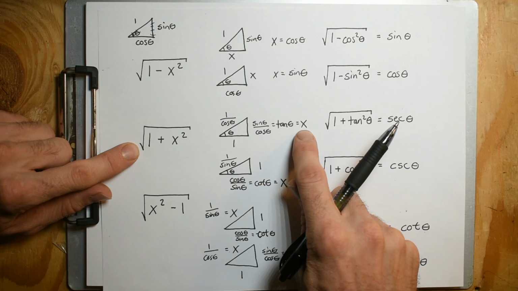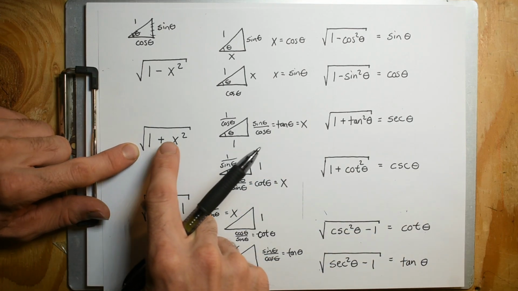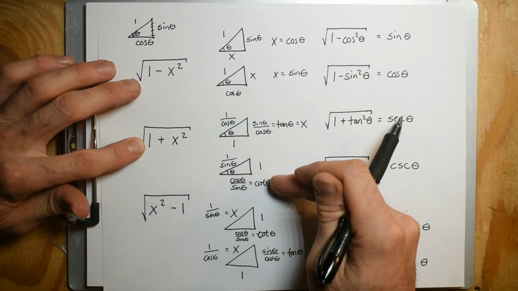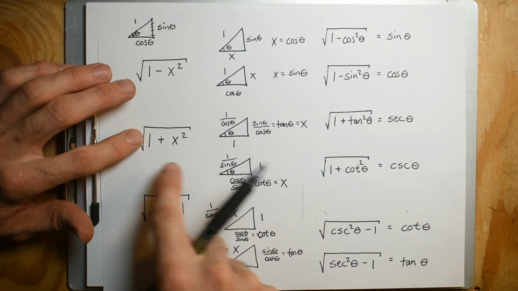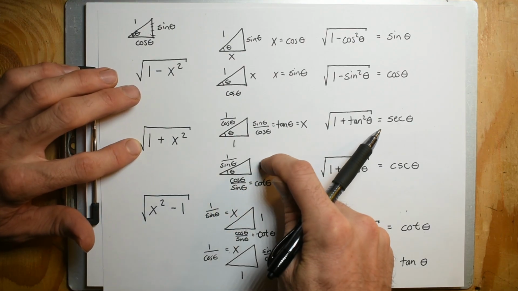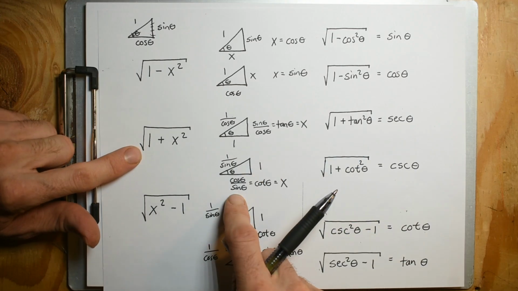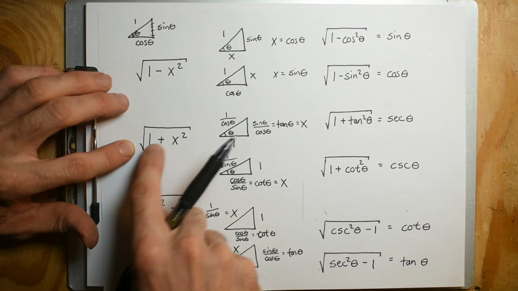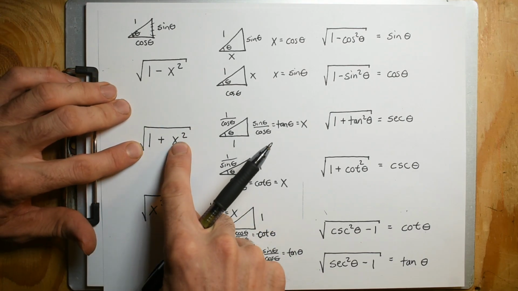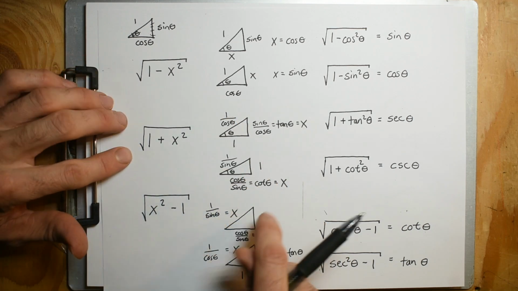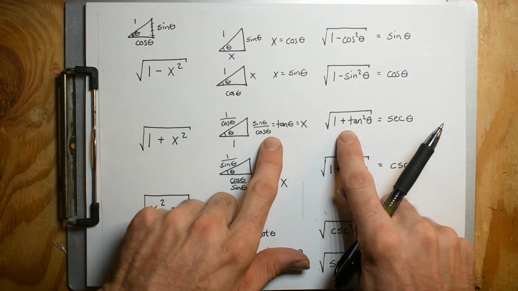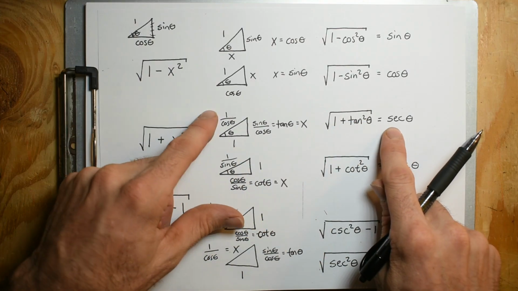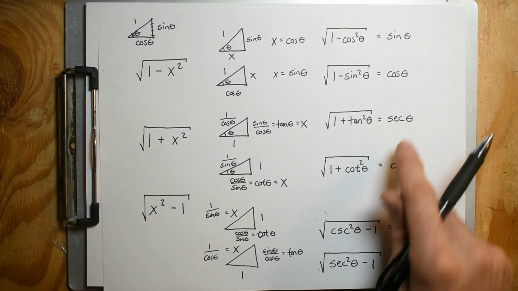How did I know this was x? Well, I looked at this: it's a side plus a side. So I chose one of the sides to be 1, and the other side is x. That's why we have 2 different ways to represent this, because I could represent this 1 as this side, and then this is going to be the x. But let's finish off with this one. This is a side squared plus a side squared equals the hypotenuse squared. So we have the square root of 1 plus tangent squared theta, which is equal to 1 over cosine, which is secant theta.